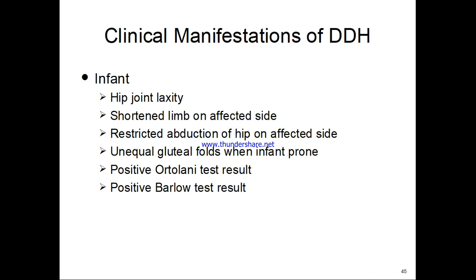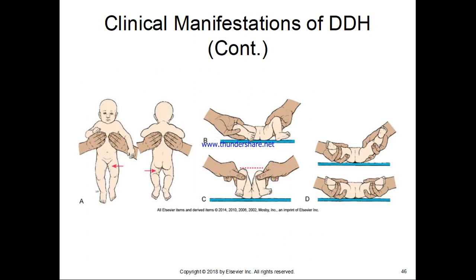So manifestations of this in the newborn infant are hip joint laxity, a shortened limb on the affected side, restricted abduction of the hip on the affected side. So remember, abduction is like when it is moved in an outward motion. So turning the hip out like a frog leg, or doing like a jumping jack outward. That motion is restricted. Unequal gluteal folds, and then positive Ortolani and Barlow tests.